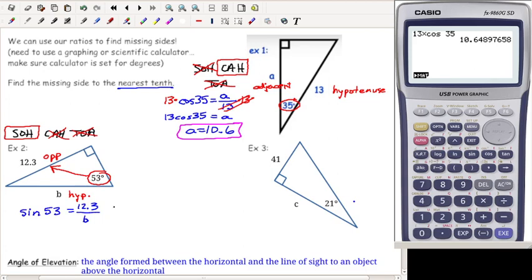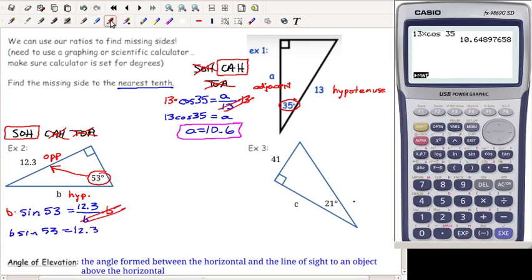Now this one's a little bit trickier to get B by itself because B is on the bottom of my fraction. So I can't just divide by 12.3. That will move this out, but that won't actually get this into the numerator. In order to deal with that, I actually am going to move the B to the other side first. So I'm going to multiply both sides of my equation by B to get it out of the denominator. So I have B times sine of 53 equals 12.3.